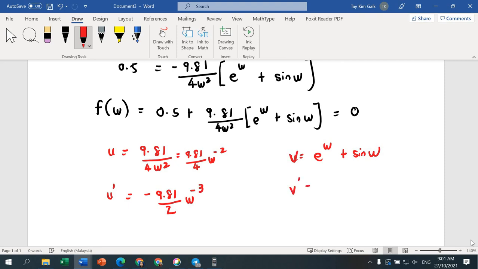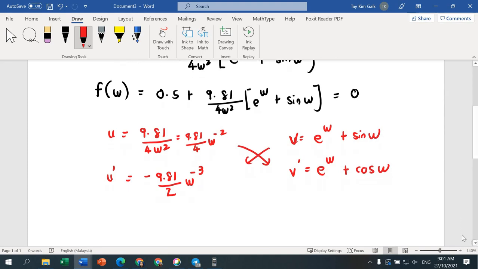This is v. So v prime: differentiate exponent omega, you get exponent omega; differentiate sin omega, you get positive cos omega. So this is your product rule: the result is u v prime plus v u prime. So your f prime of omega will be 9.81 over 4 omega squared multiplied by exponent omega plus cos omega.